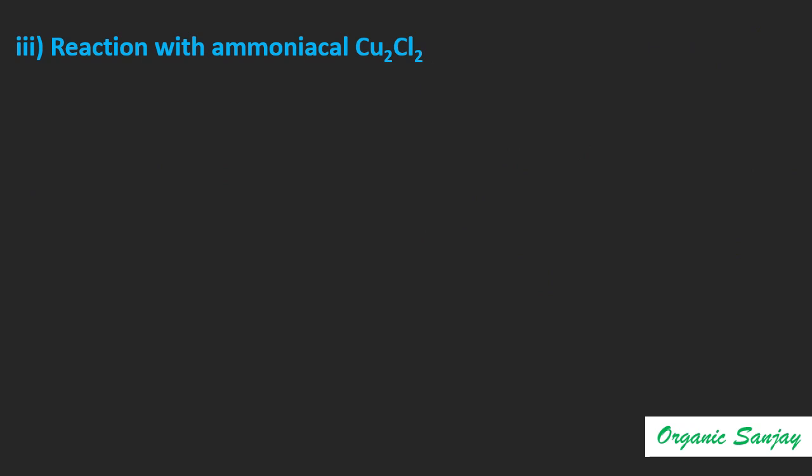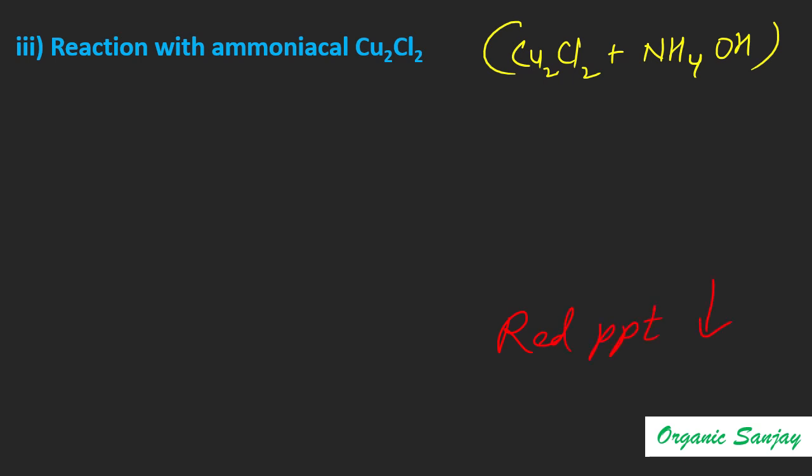Reaction with ammoniacal cuprous chloride. Ammoniacal cuprous chloride means Cu2Cl2 plus NH4OH, a mixture of ammonium hydroxide and cuprous chloride. When a terminal alkyne or ethyne reacts with ammoniacal cuprous chloride, it gives a red precipitate of copper acetylide, which indicates the presence of a terminal alkyne or ethyne.